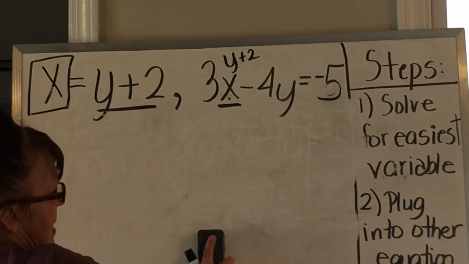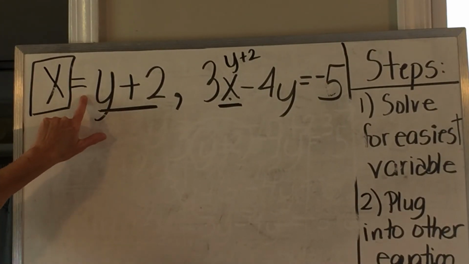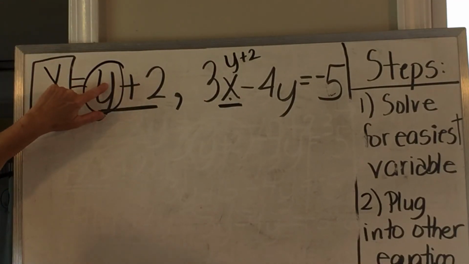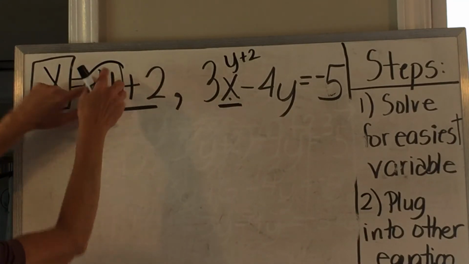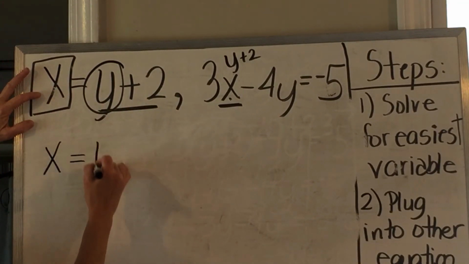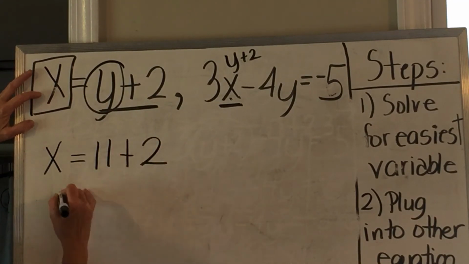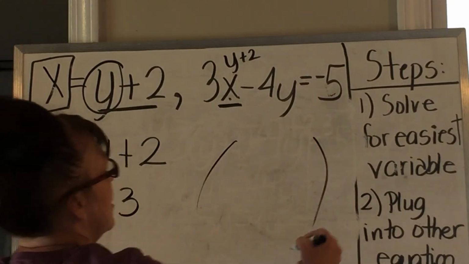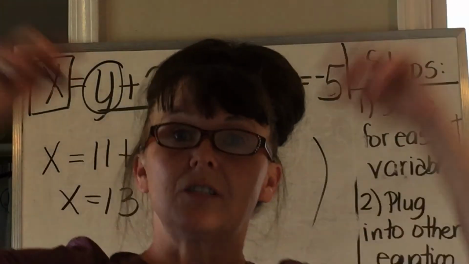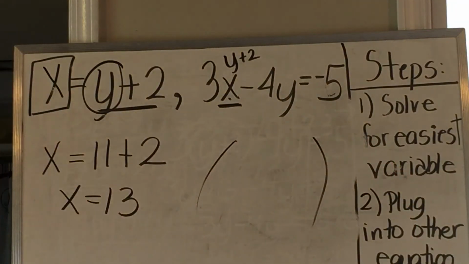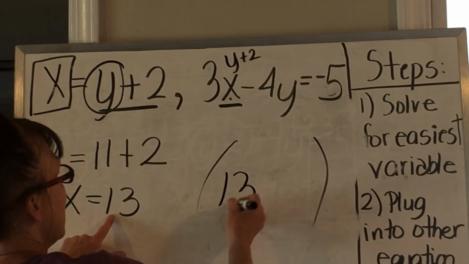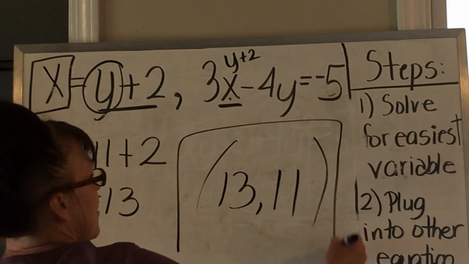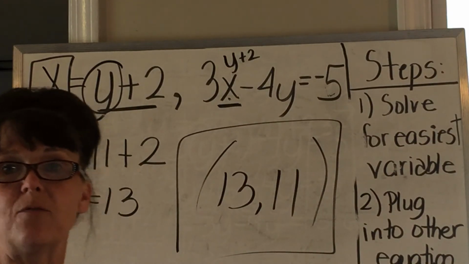All right, so here we go. I will be plugging in right here. Every time I see y, which is right there, I will be putting 11. So x equals 11 plus 2, x equals 13. Final answer. Really large. You know I can't see. Okay, so x is 13 and y is 11. Box in your answer for easy grading for me.